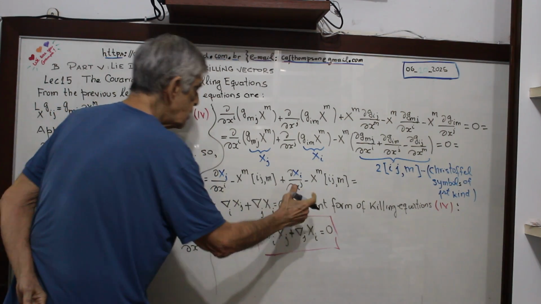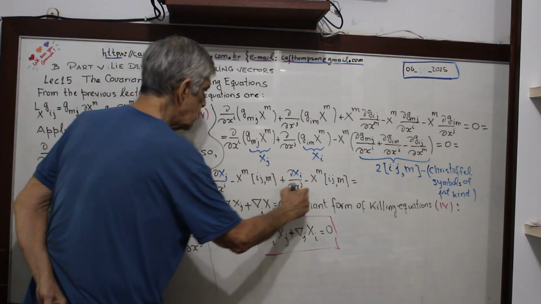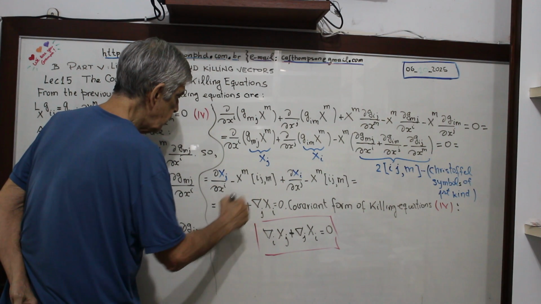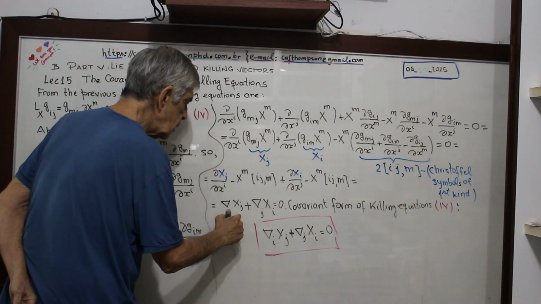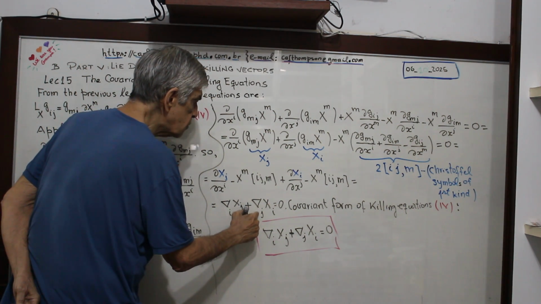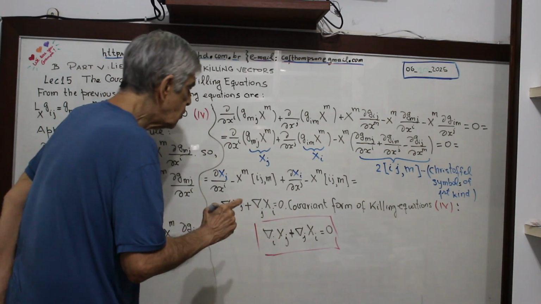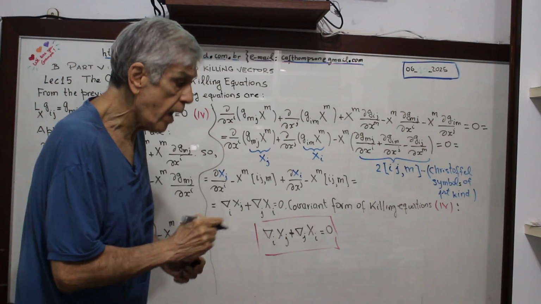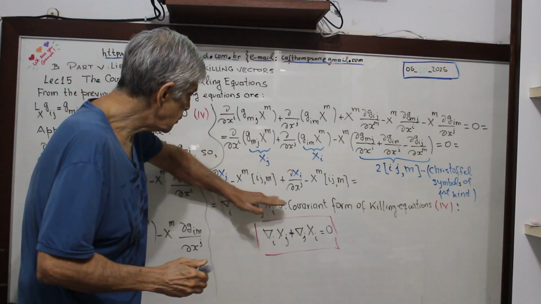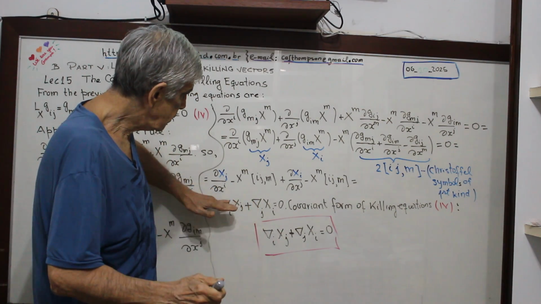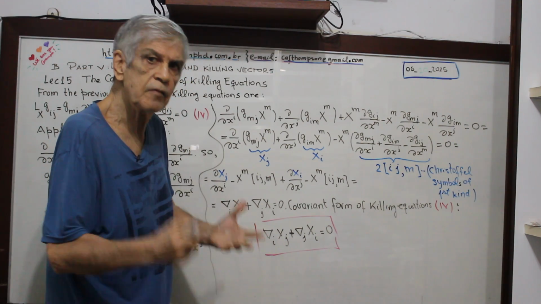Now, this one is the covariant derivative with respect to xj. This xi and xj: the covariant derivative with respect to xi of the tangent vector xj. This is the derivative with respect to xj of the tangent vector xi. So, if you obey this equation, the capital X is the Killing vector.